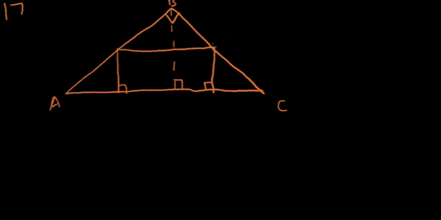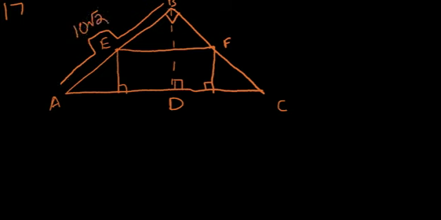Okay, so that's point D, the bottom of this dash. This is point E, this is point F. And the length of AB is 10 root 2. The length of BC is also 10 root 2. And this area is shaded.